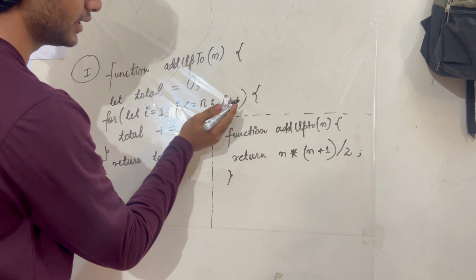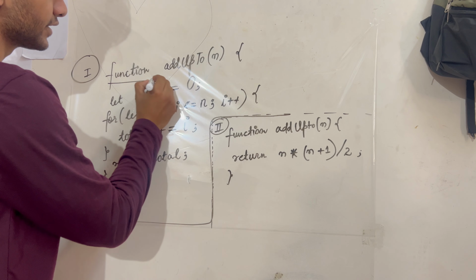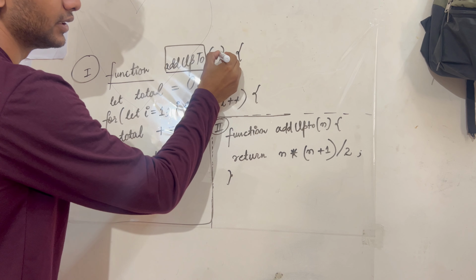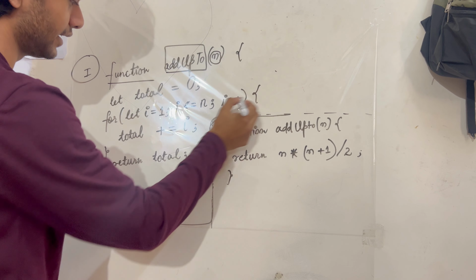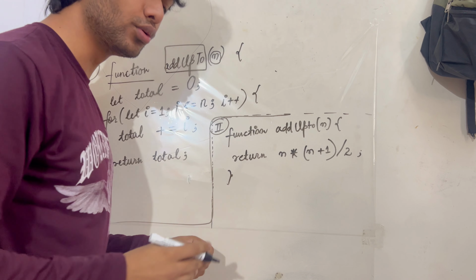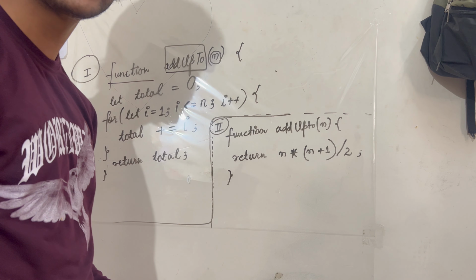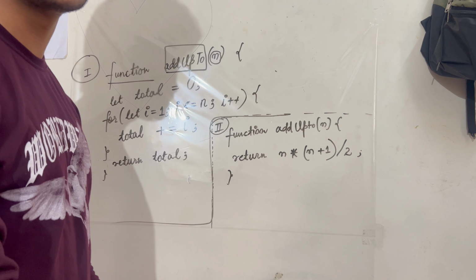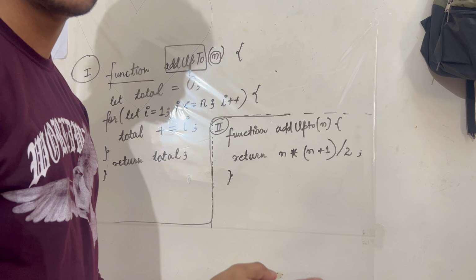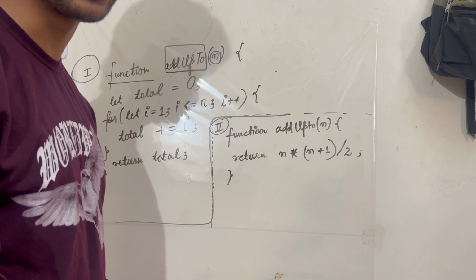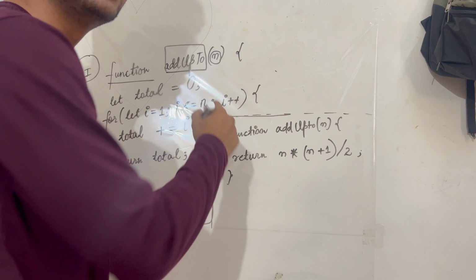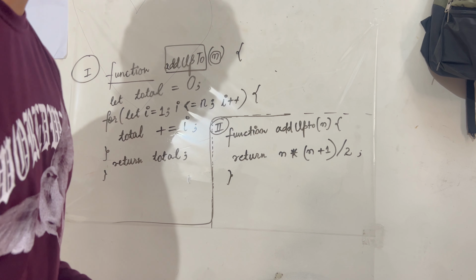It looks quite jumbled like this. So we have created a function addUpTo with a parameter n, and this is the code inside it. So what does this code do? It will just add numbers up to n. For example, if you write 3, it will add 0 plus 1 plus 2 plus 3. 0 plus 1 is 1, 1 plus 2 is 3, 3 plus 3 is 6. I'll show you this on the laptop as well. So it will give output 6.